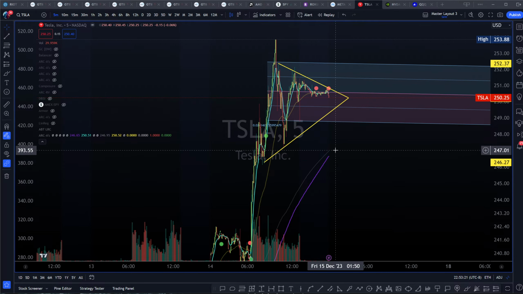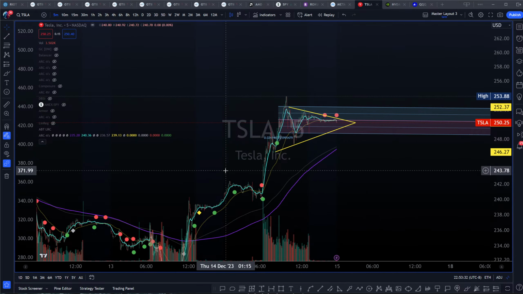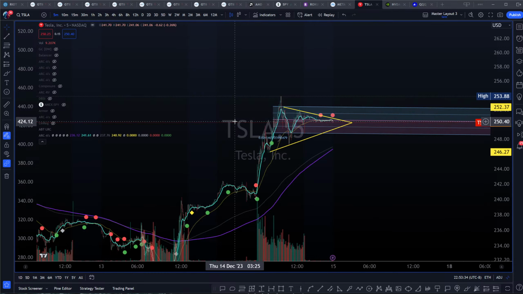So actually, you know what? This is inflection. This is a total inflection here. So breaking any candle beneath 246.17 is capitulation. But will it actually though? On a bull pennant, it could be a bull trap actually.